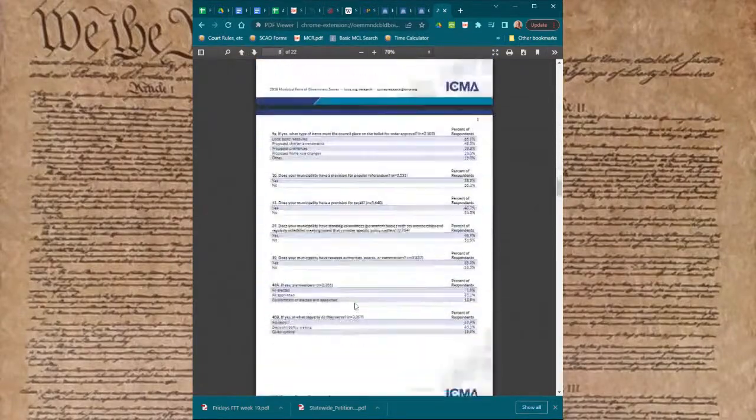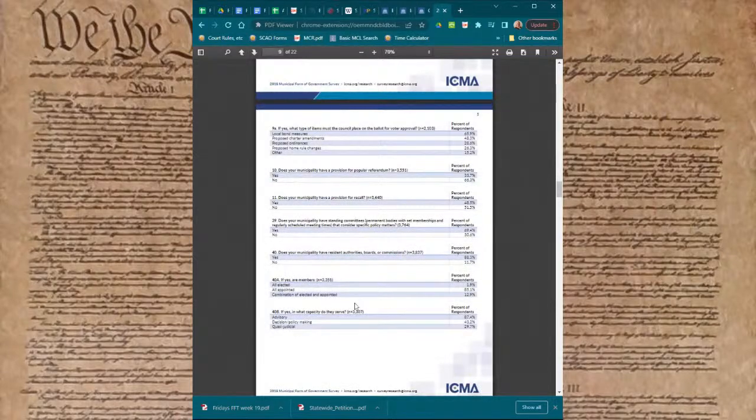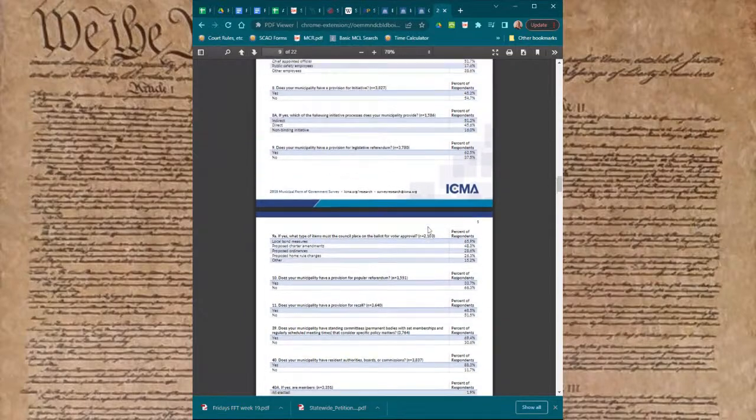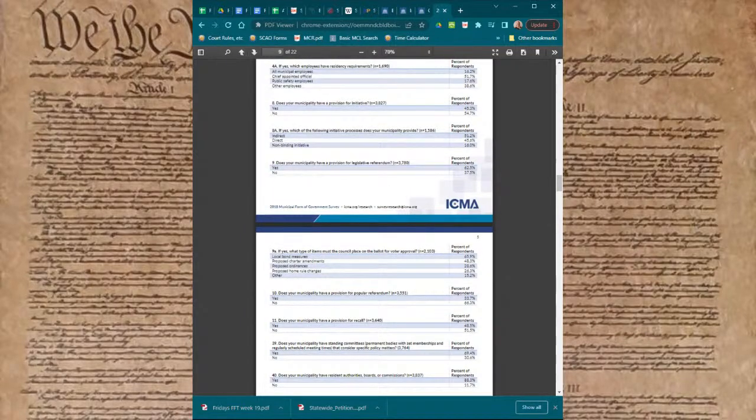And so there is information here. For example, does your municipality have a provision for recall? Almost 49% of municipalities have a way to do recalls. I would think that should be all of them. That's petitioning the government for redress of grievances. But at any rate, there are all kinds of information about what type of items must the council place on the ballot for voter approval. Does your municipality have a provision for legislative referendum?